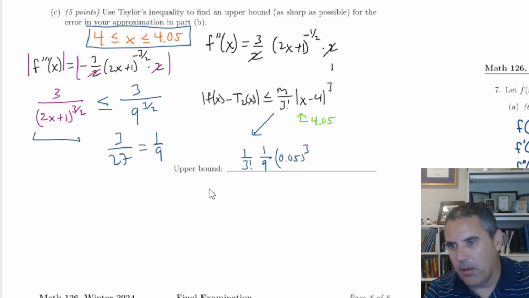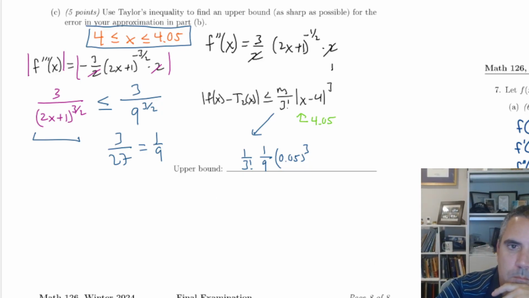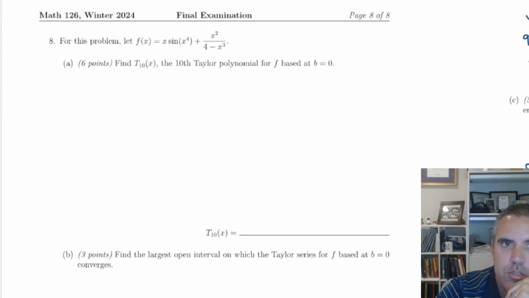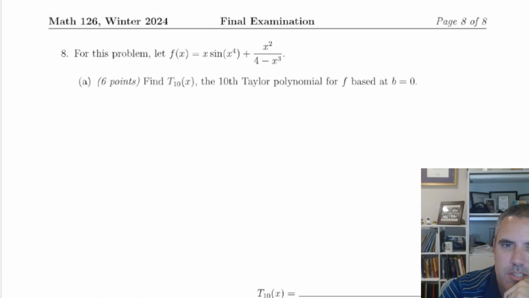And that gives an error bound for the previous part. Okay, on to the last question. So the last question is a Taylor series question. This is sort of typical for how these go. I tend to ask for the pattern first. This one jumps right into using the pattern. But here's what we would do.